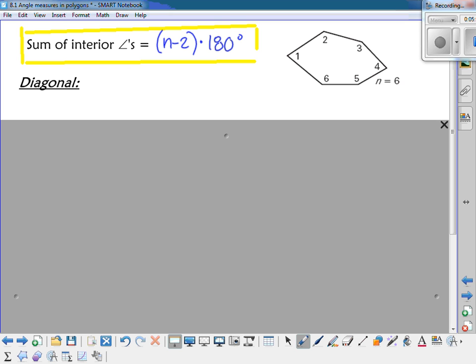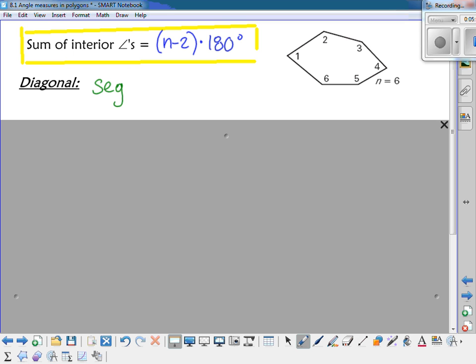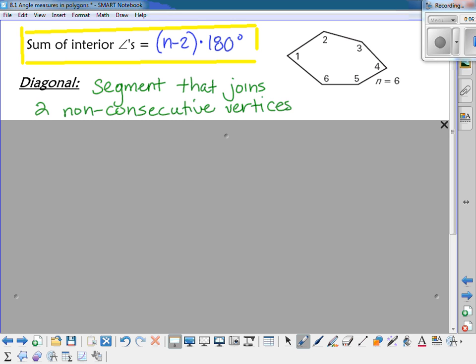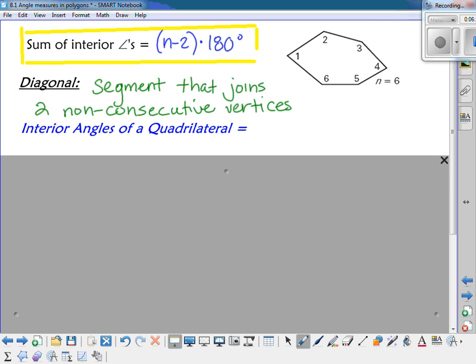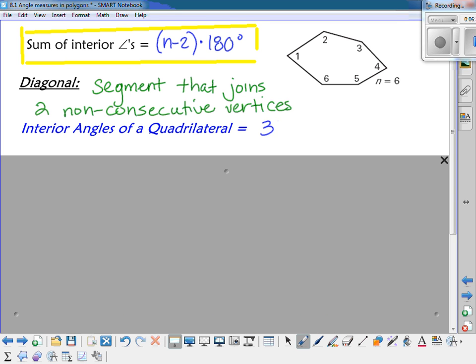And just so we have a definition, a diagonal is a segment that joins two non-consecutive vertices. And just a corollary to that, if we have a quadrilateral, we know that the interior angles of a quadrilateral are always going to add up to 360.